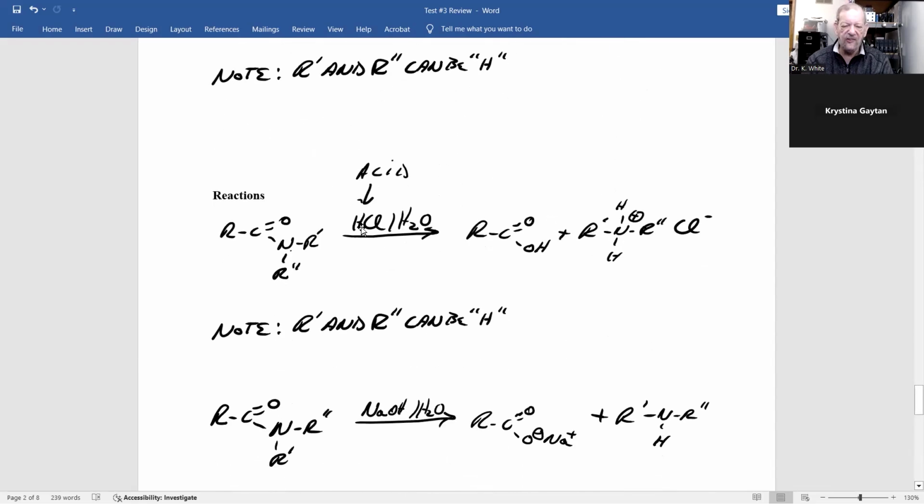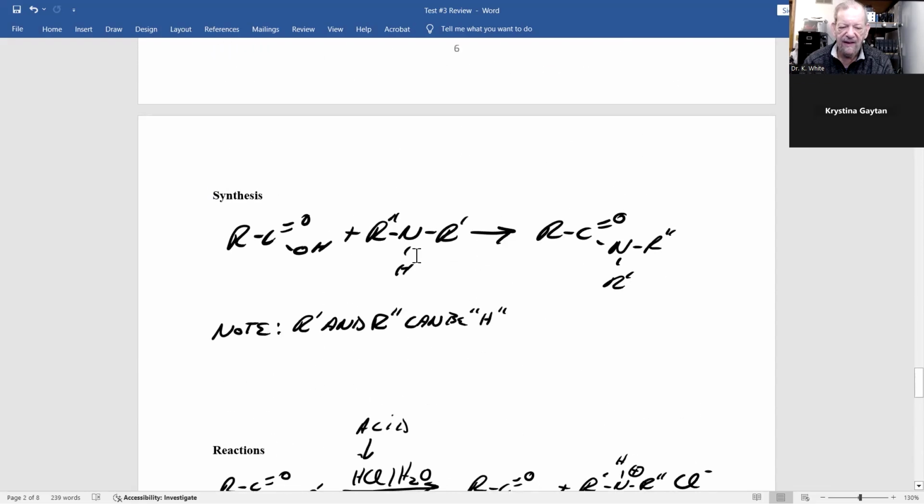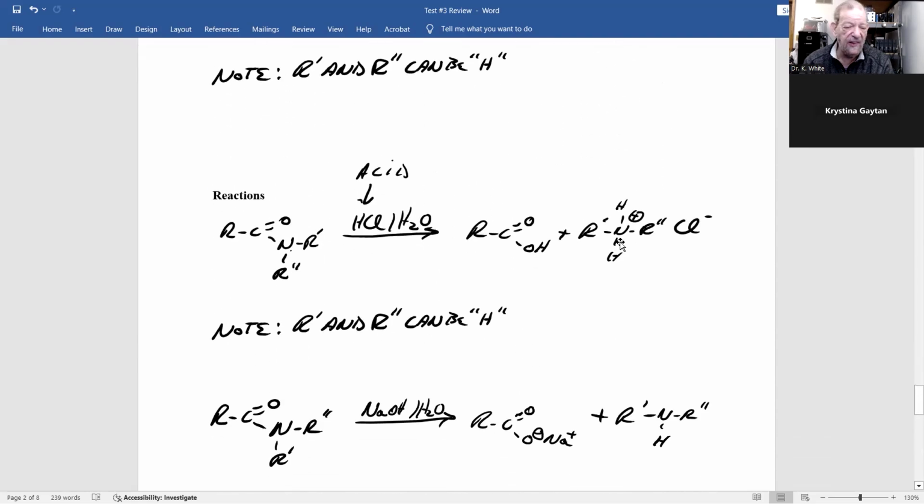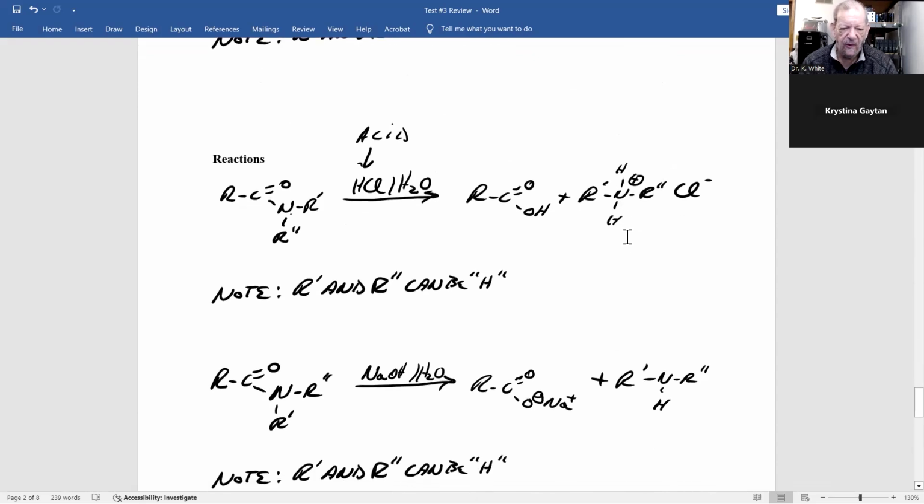But because you're in acid, the amine here that you would get will react with the acid to form this amine salt. Remember, in the amide, R prime and R double prime, one or both, can be hydrogen. And it's time for me to remind you, how many bonds to carbon? 4. How many bonds to nitrogen? Sometimes 3, sometimes 4. Do you break carbon-carbon single bonds? No. Carbon-nitrogen bonds you can, but not carbon-carbon bonds.